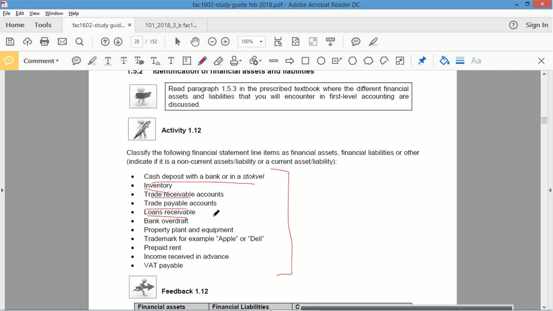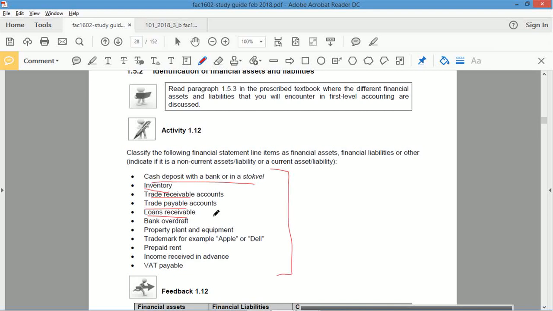Loans? No. Think about it carefully. Loans receivable. It's an obligation to pay, so it's a liability. Is it an obligation to pay? You're receiving a loan, so obviously you have to pay it. But it's a loan that's receivable. So then an asset. Yes, because who's giving out the loan?